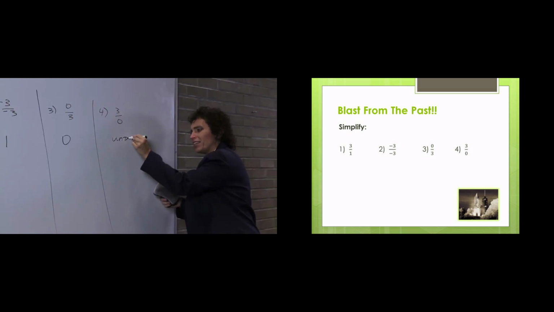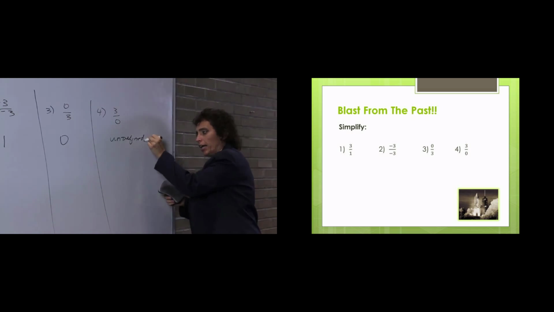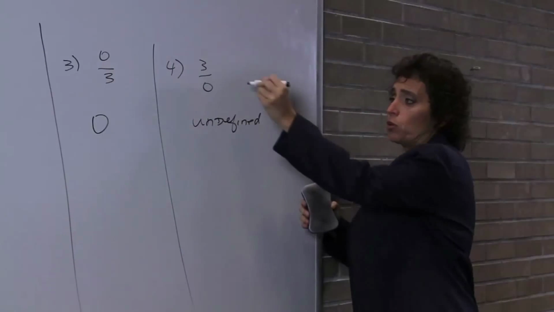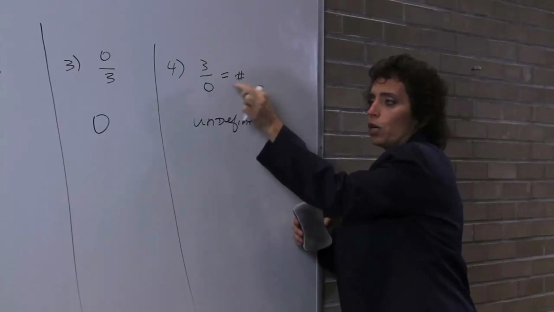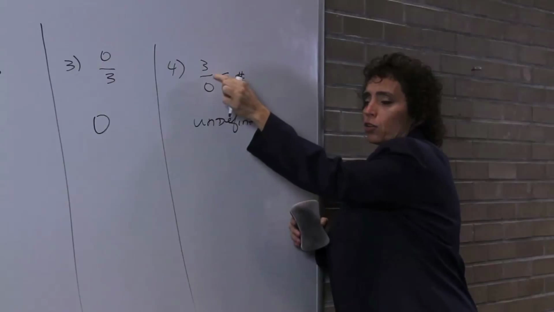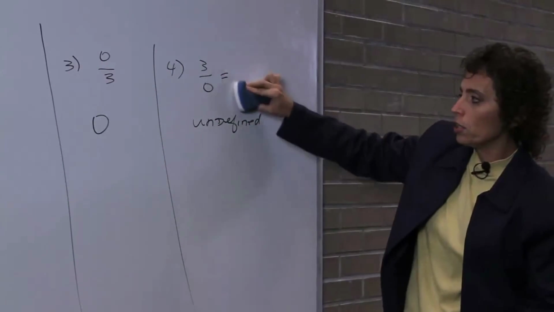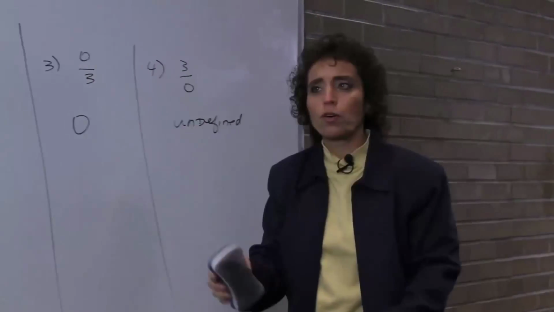And remember why, but that's a bad trick, I guess. It helps me remember, but I have to make sure you understand why. There's no number times 0 that'll give me 3. So that's why it's called undefined. Okay, so that's what we've already done.